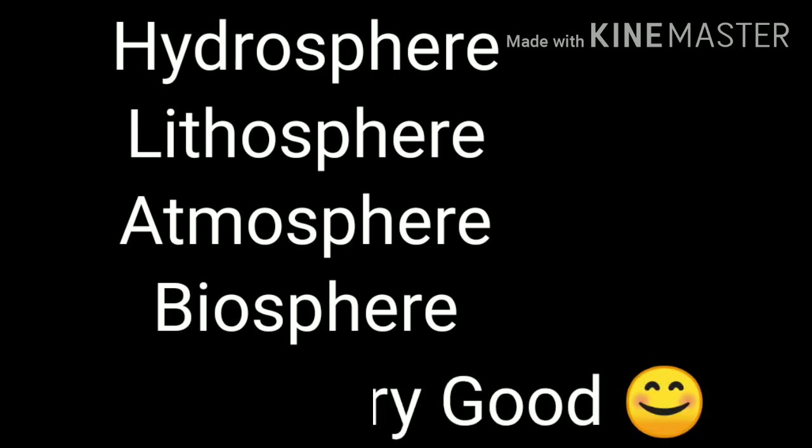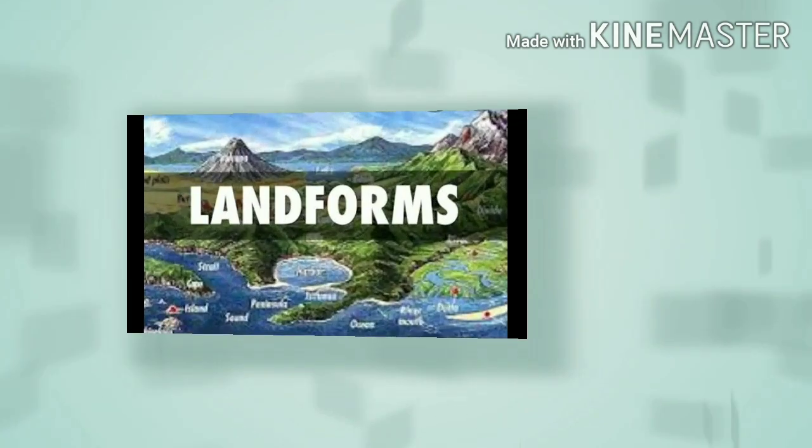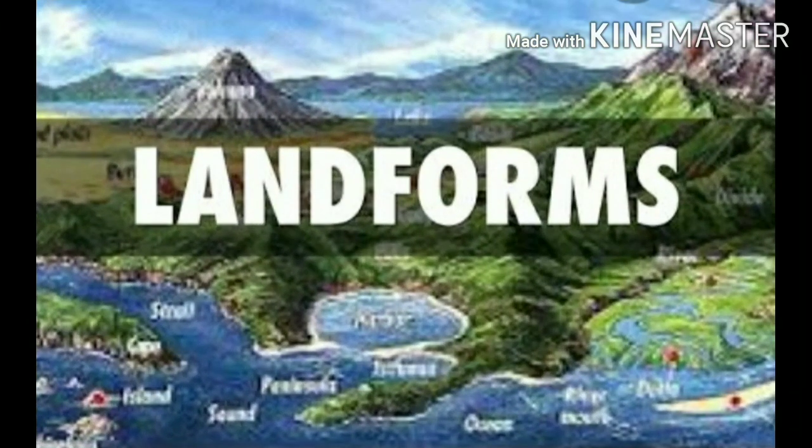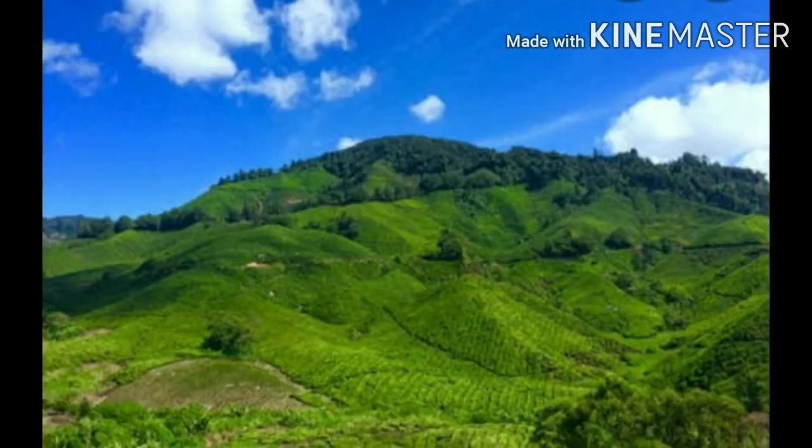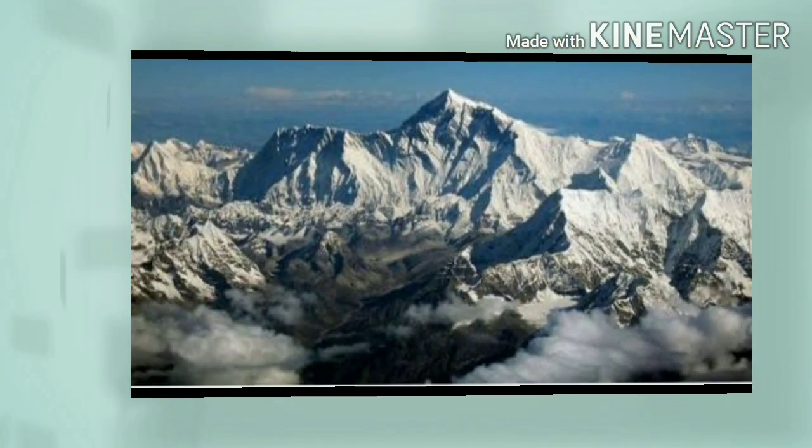And the answer is hydrosphere, lithosphere, atmosphere and biosphere. The land is not even in all places. The unevenness gives different shapes to the land in different places. They are called landforms. In the picture above, you can see some landforms like the plain, hill, mountain, etc.